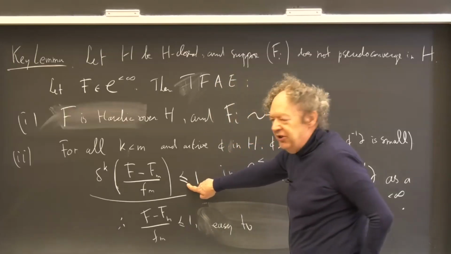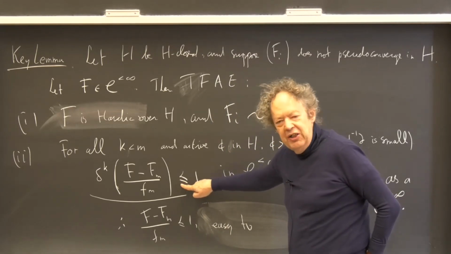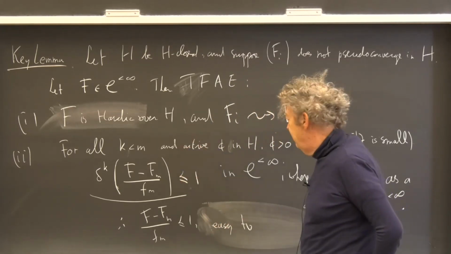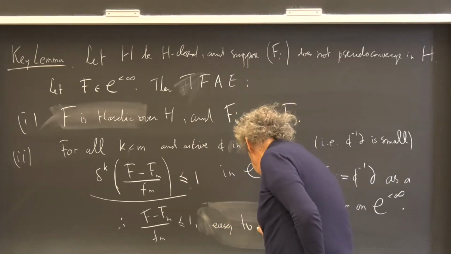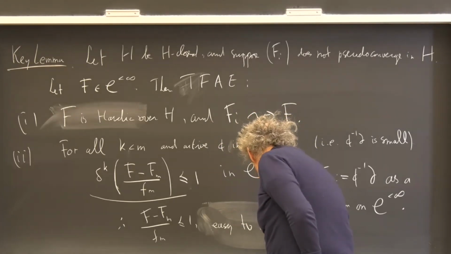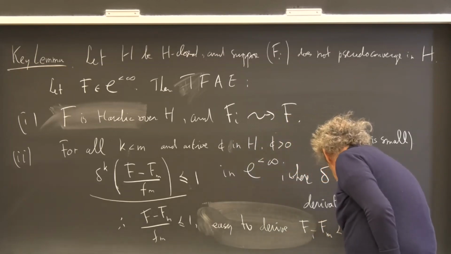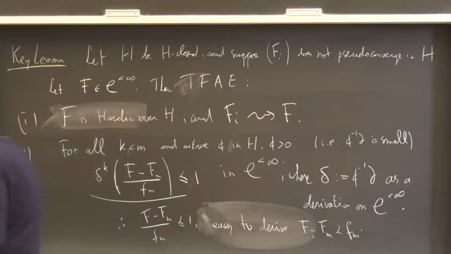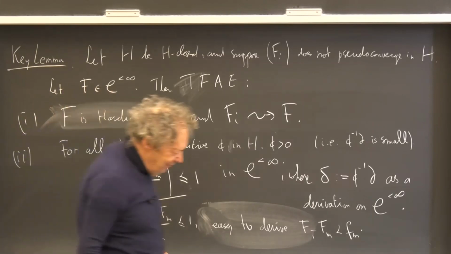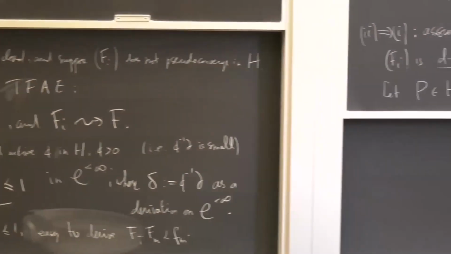After all, I could have replaced in this condition dominated by 1 by strictly dominated by 1. It makes no difference for what I'm actually proving. Easy to derive F minus F_m. Yeah, strictly dominated by m. There's some trivial manipulation that nevertheless, when you have to do it on the blackboard, is hard to remember. So this is not, let's say, done.